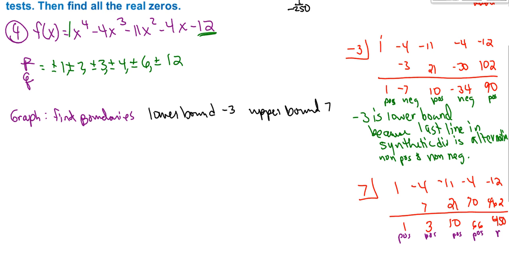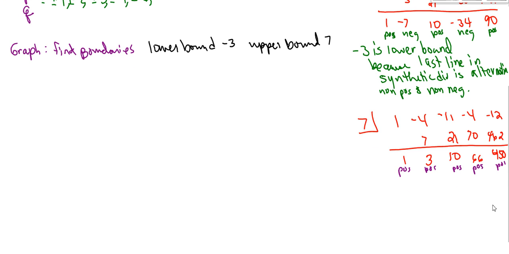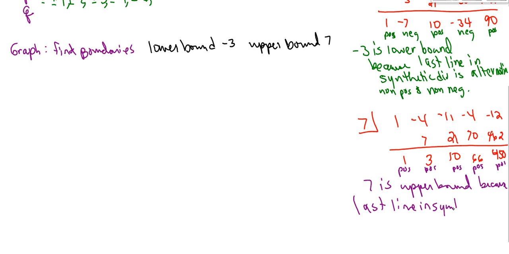So think about that too. If those are all positive, if I tried something like 12, those are going to be even bigger numbers, so it's not going to happen that way. So 7 is the upper bound because the last line in synthetic division is non-negative, we'll just say.